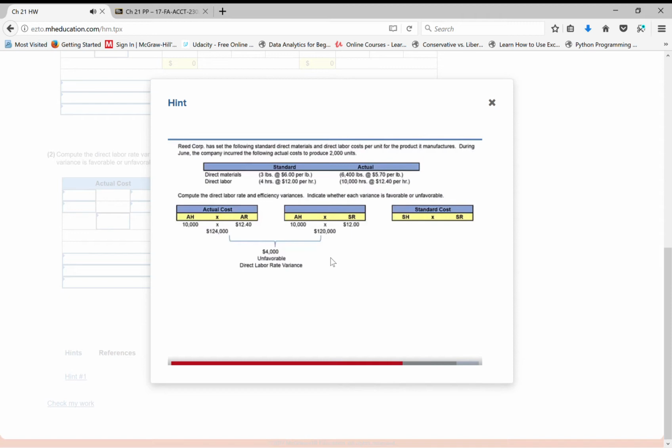This variance is unfavorable, as the actual rate was higher than standard. The company paid 40 cents more per hour for each of the 10,000 hours used. The standard quantity of labor is 8,000 direct labor hours. Each of the 2,000 units was budgeted to use 4 hours of direct labor.